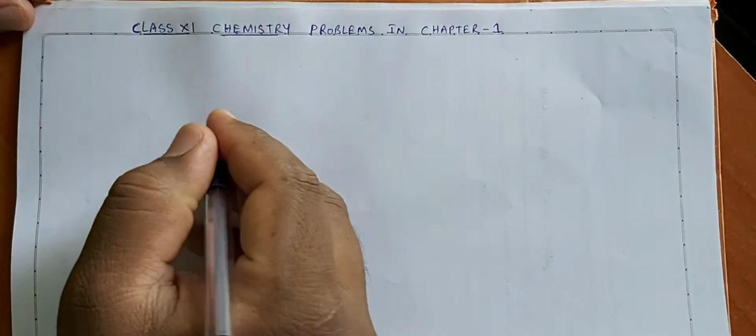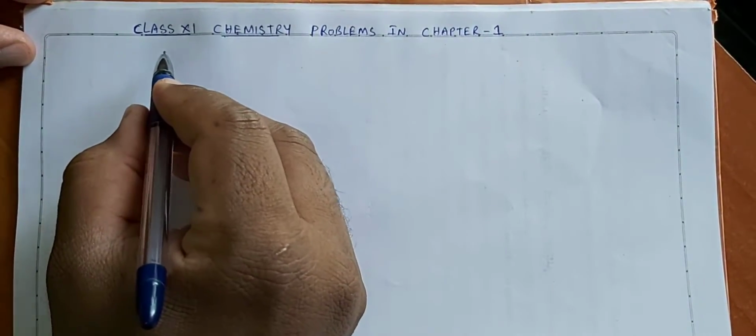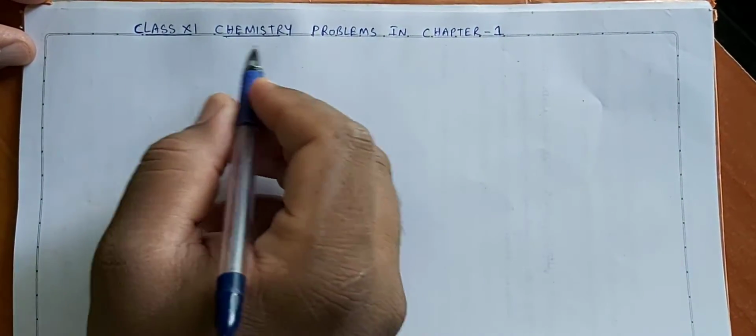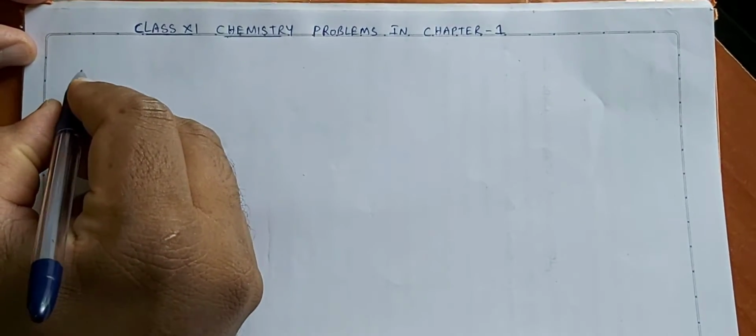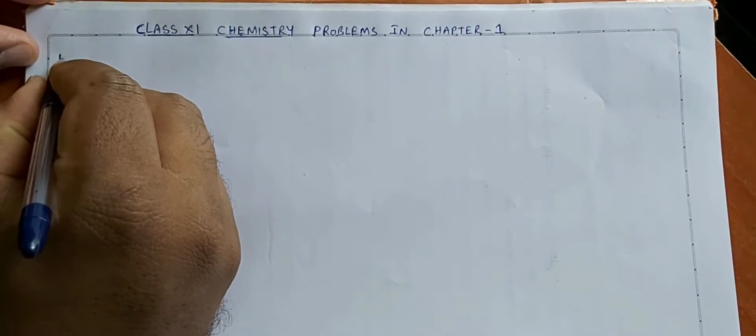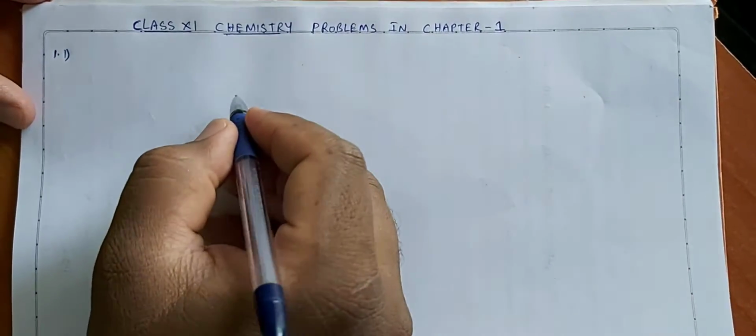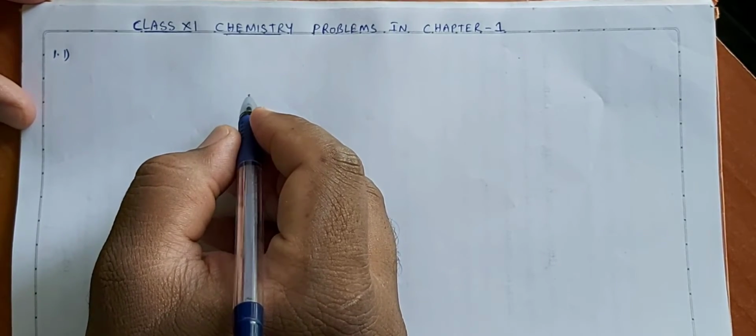Good morning, ma. In today's class, we will see how we can solve the problems in chapter 1, that is some basic concepts of chemistry. Let us start with 1.1. I am going to teach you the exercise problems, ma. First one, 1.1.